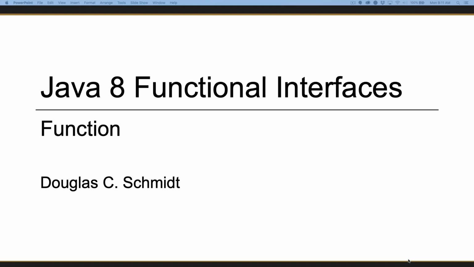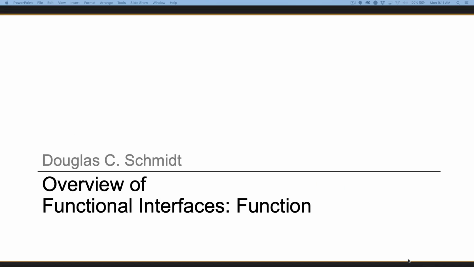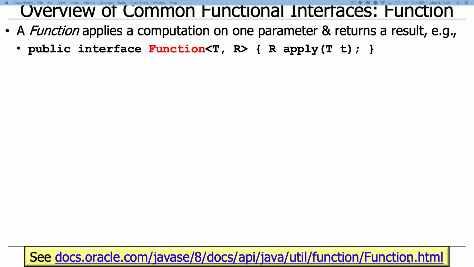What we're going to talk about now is the Function interface of Java functional interfaces. And you'll see that this is just a slight variation on the Predicate that we looked at a second ago. The main difference between Function and Predicate is that Function has a return value that could be something other than Boolean, whereas Predicate has a return value that's always a Boolean. So you can see Function is a little bit of a generalization of what Predicate was. So that's why we described Predicate first.